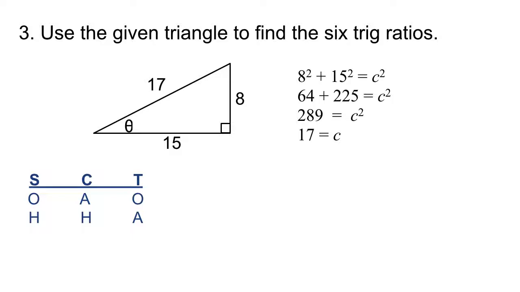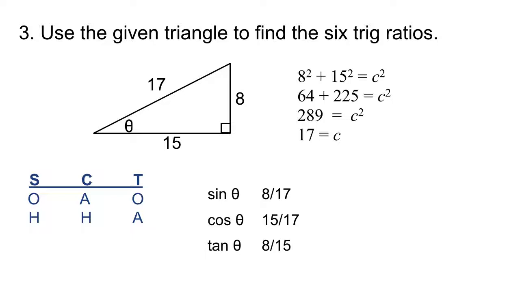Now when I go to write my trig ratios for sine, cosine, and tangent, I'll notice the opposite side to theta is 8. The hypotenuse is 17. The adjacent side is 15, hypotenuse being 17, and tangent is opposite over adjacent.